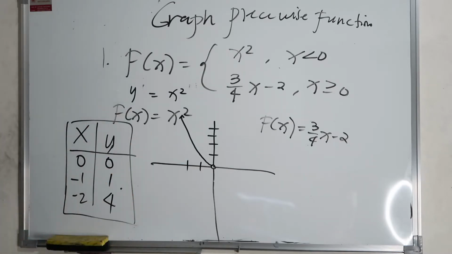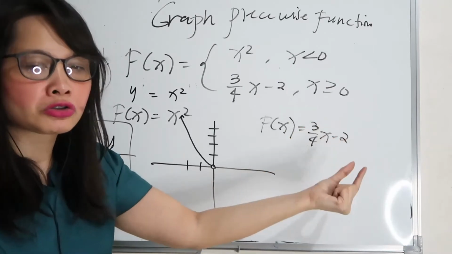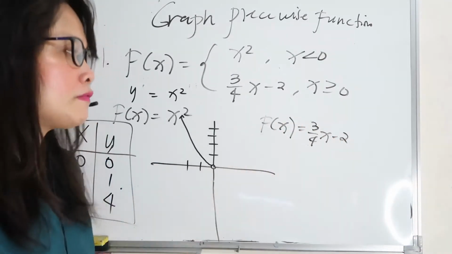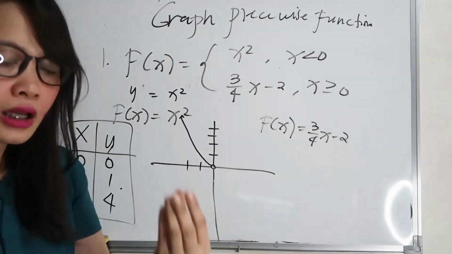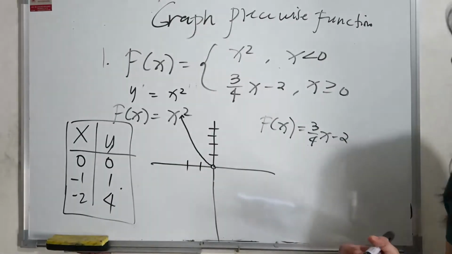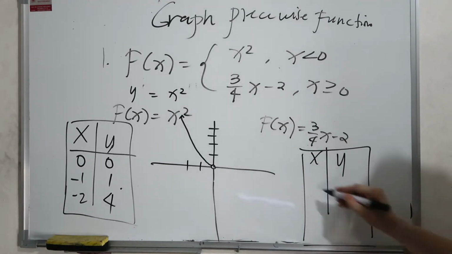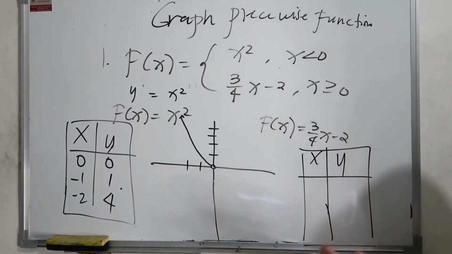What about the second function? The second function is f of x equals 3/4 x minus 2. It's a linear function. To graph that, again, we need to assign values of x. So we need to construct a table of values. The question is, what particular values of x do we need to put there?